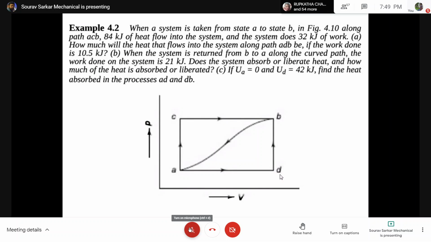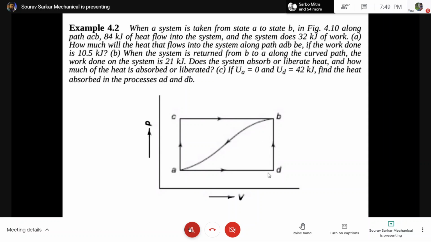D to A is a constant volume process, so it is 0. So you know the work transfer here. Now from D to B, you know what your heat transfer is? 10. Now from B to A, you already calculated the heat transfer, and you know that the 21 is basically the work transfer.